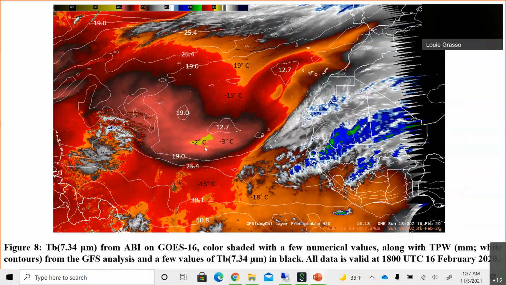Coincident with these warm brightness temperatures is drier air. This is the total precipitable water from GFS, and we have 12.7 millimeters, 19, and then going to the south, the values increase rapidly to 50 millimeters. So this is giving you a hint that there is a different atmosphere as far as water vapor in the southern dust region compared to the north.